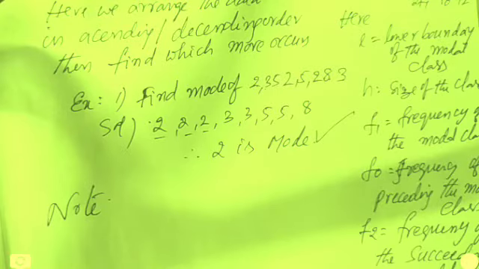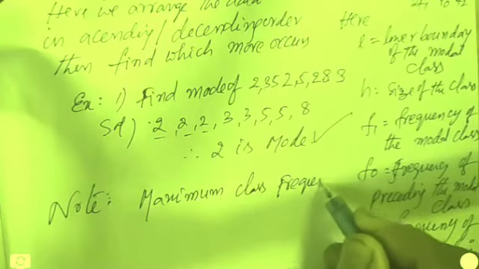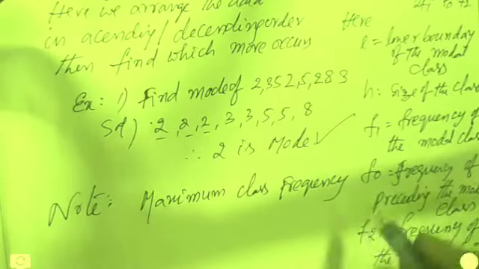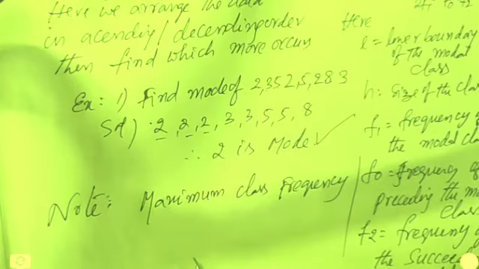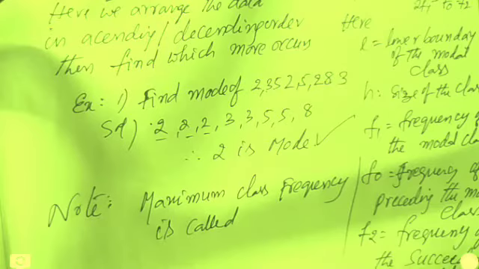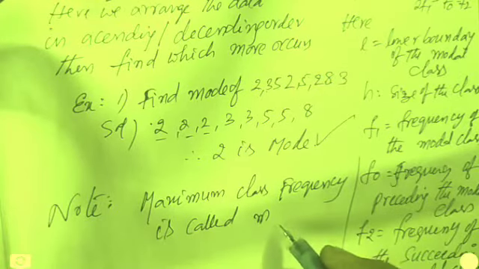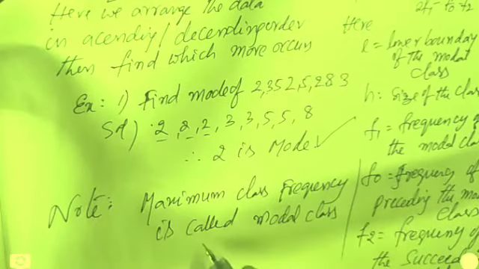Now some important points of the mode. What is meant by modal class? So in the given table, first find the maximum value of frequency, then the value lies in the modal class. So take that one as the modal class of the mode.